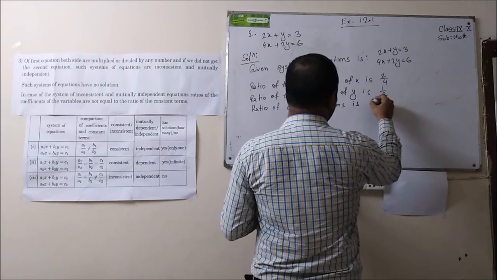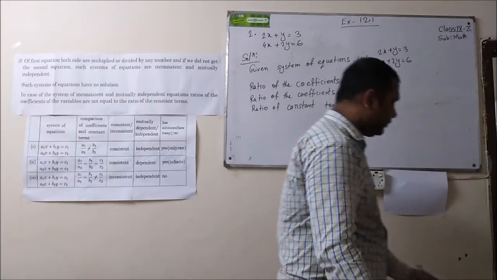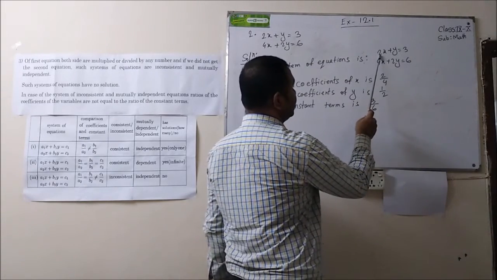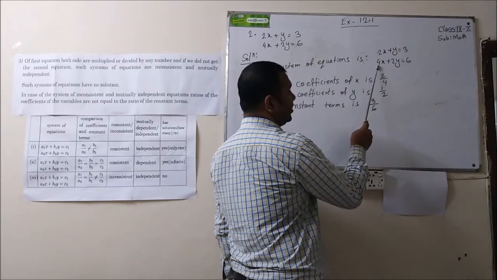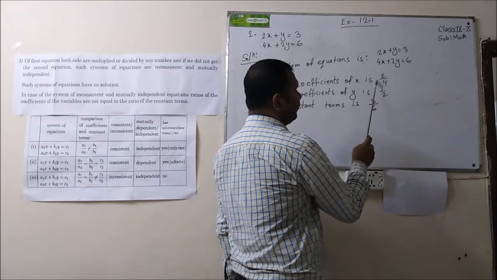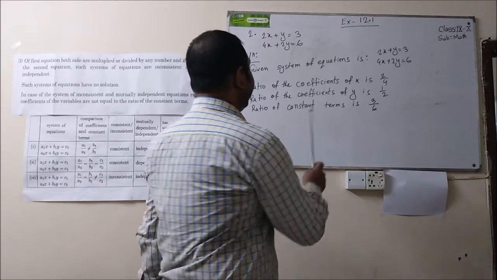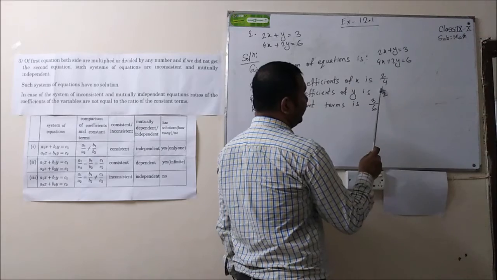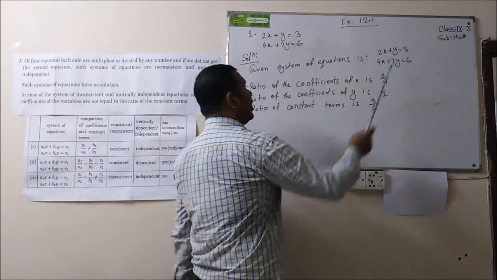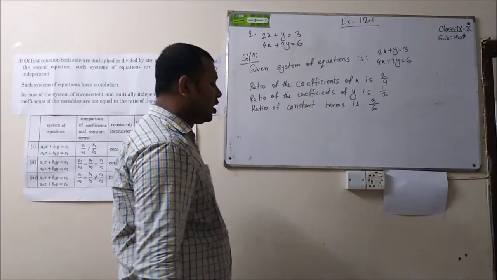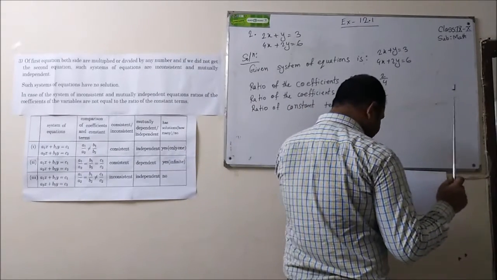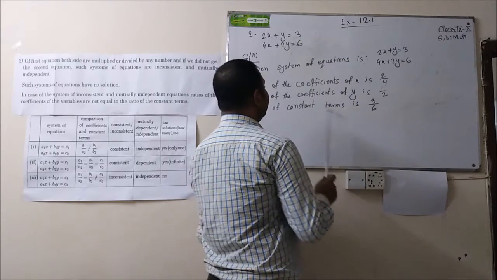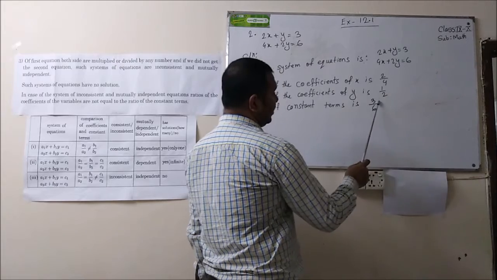You can see here the coefficient of x in the first equation is 2 and in the second equation the coefficient of x is 4. So 2 by 4 is the ratio. Then the coefficient of y, here it is 1 and here it is 2. So the ratio is 1 by 2, and the constant part is 3, and in the second equation you will see that it is 6. So you can see it is 1 by 2, it is 1 by 2 and it is also 1 by 2.